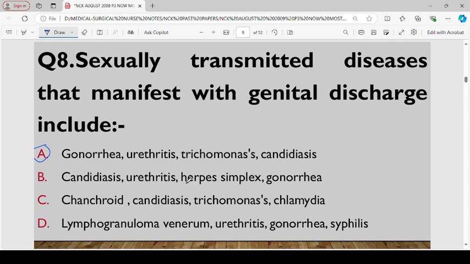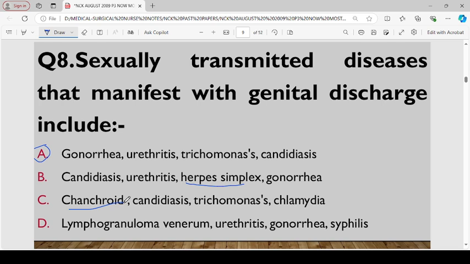I think the problem here is herpes simplex, because herpes simplex is known to cause painful sores or ulcers and not discharge. C: chancroid, candidiasis, trichomonas, chlamydia. I think we all know chancroid is associated with painful genital ulcers, right? So this one makes it wrong. We are not able to pick that one.